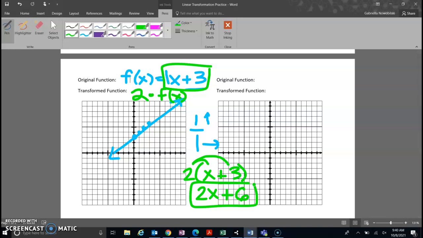Again, with multiplication, your slope and your y-intercept are going to change. So I'll graph the y-intercept of 6 first. Again, I'm just ignoring the blue line because I'm graphing a completely new equation now.